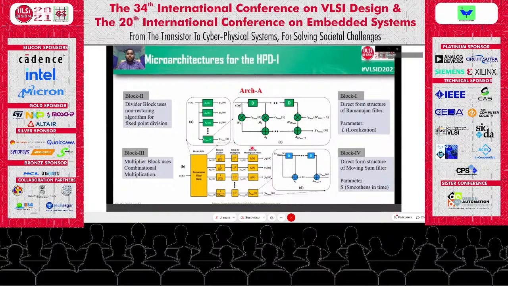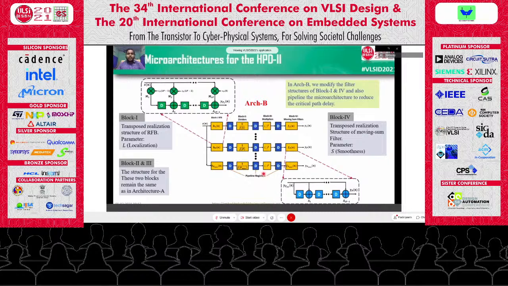Block 4, moving sum filter, which is also realized in a direct form structure with a smoothing parameter s, which controls the time spreading of strength corresponding to period p in the period versus time plot. The output y_i[n] of channel i gives the measure of the strength of period i in the input x[n], and the strengths of the periods are plotted with time to get the period versus time plot.